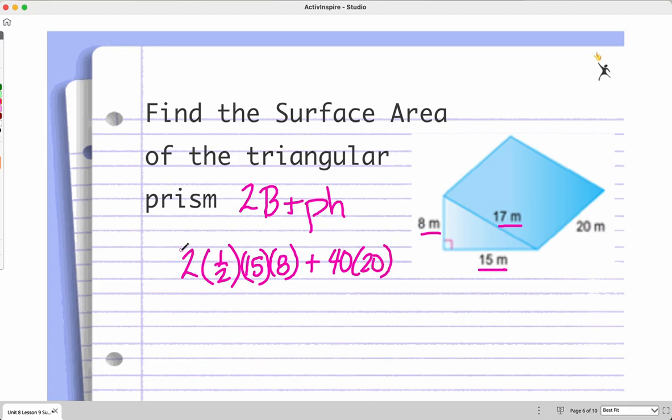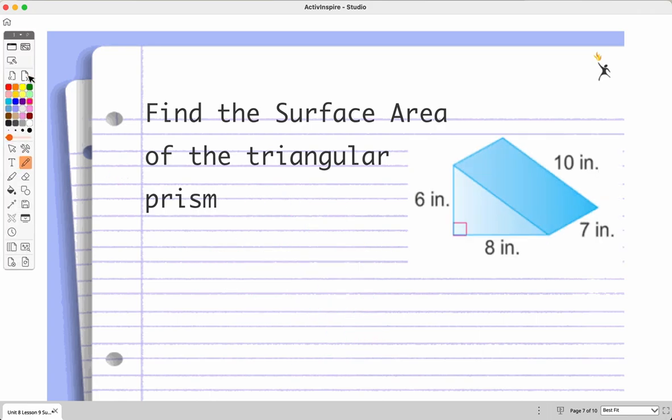So again, these two cancel each other out. So 15 times 8 gives me 120 plus 40 times 20, which is 800. Add those together, I get 920 meters squared. So it's a pretty good size. This is a really good size shape. All right. Let's have you try one more. Okay? Find me the surface area of this triangular prism. Pause the video and we'll start it up when you're ready.